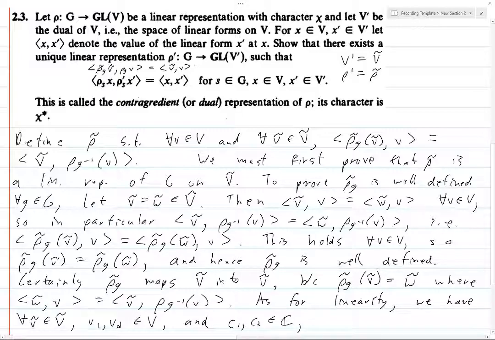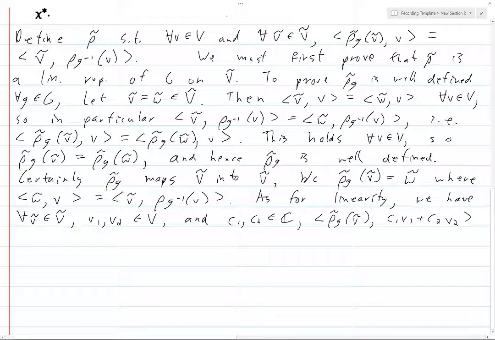Yeah, this is going to be long, so I'm going to have to be scrolling down a lot. I'm going to take this inner product, rho g tilde of v tilde, applied to c1 v1 plus c2 v2. And what we're going to do is basically pass this to facts about rho, which we know is a linear representation, and thus we'll be able to work with. So this is just v tilde applied to rho sub g inverse of the c1 v1 plus c2 v2. But now we know that this is equal to c1 rho g inverse v1 plus c2 rho g inverse v2.